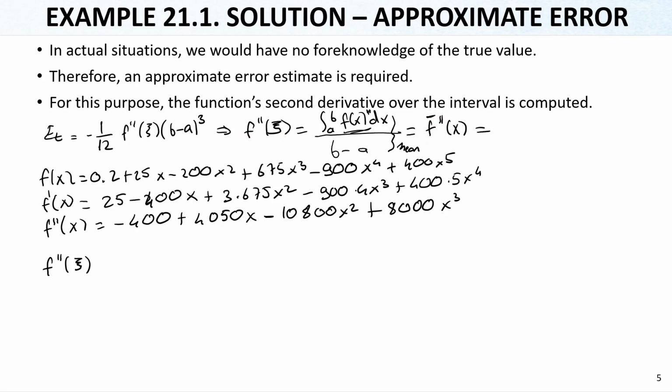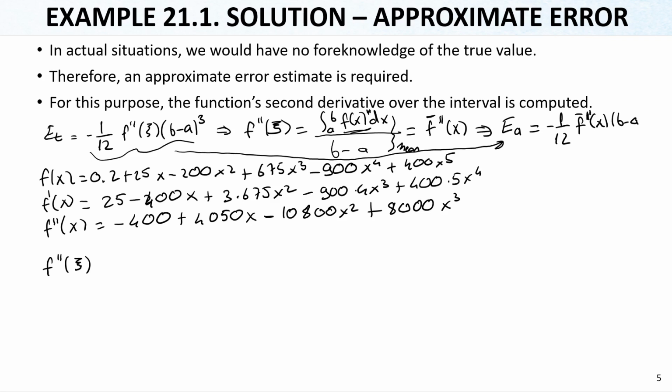So if we use this into here, then we have the approximate error. EA is equivalent to minus 1 divided by 12 again. Instead of f second derivative with psi, we use the mean value like this of the second derivative. This is second. And again b minus a cubed. So this is our approximation error that we can use to approximate the true error.